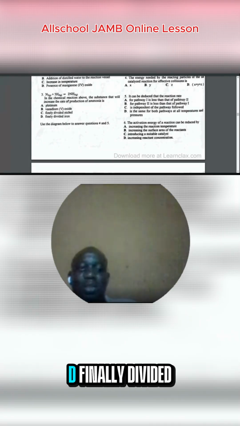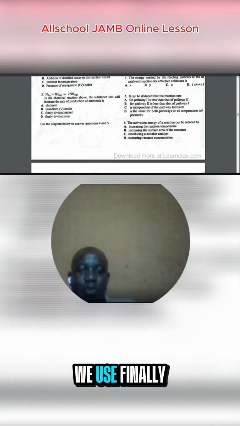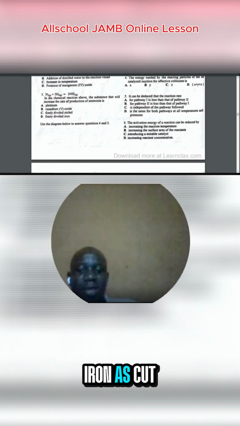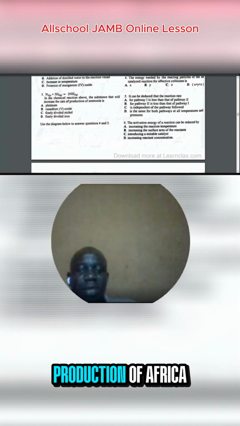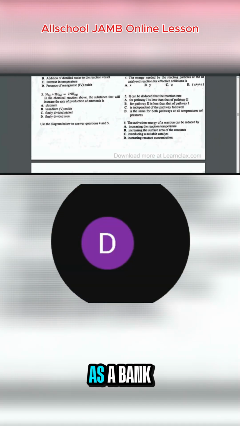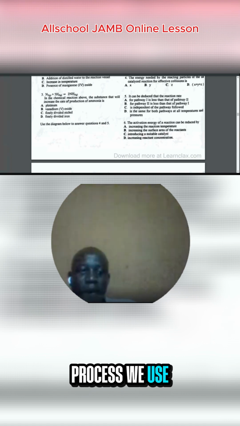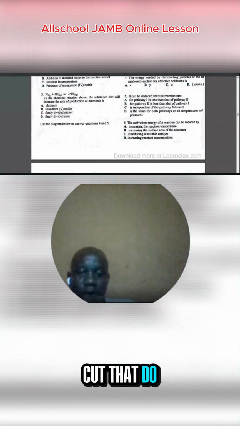I will say D. Finely divided iron. We use finely divided iron in the production of ammonia, the Haber process. We use that. Do we get it?